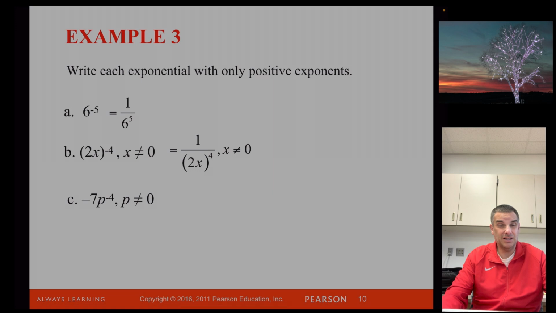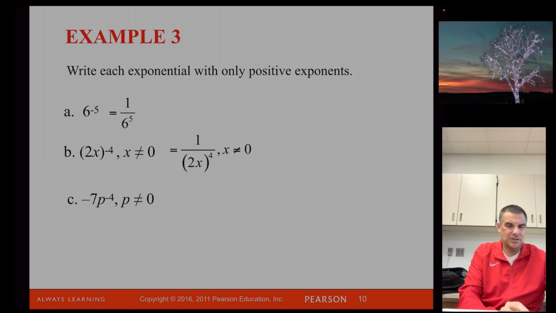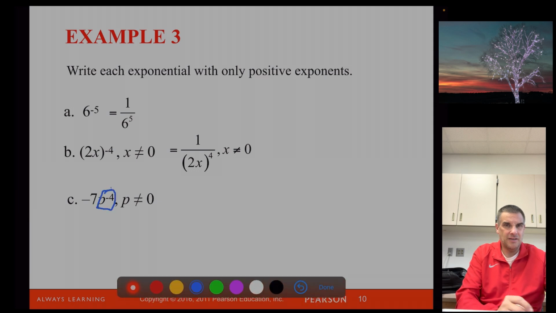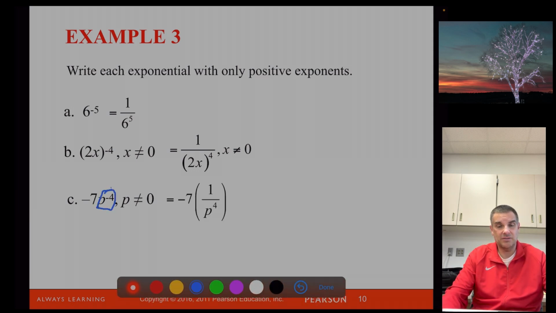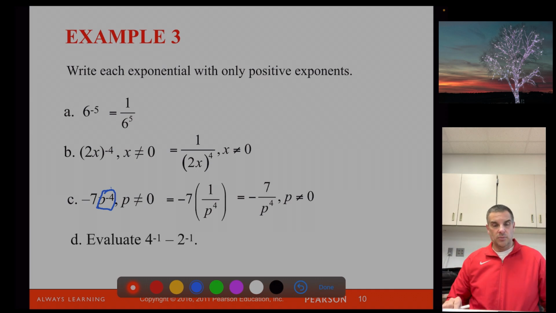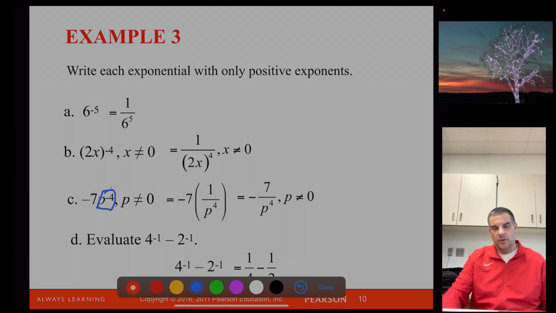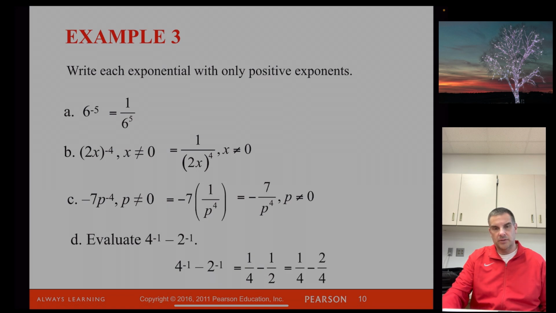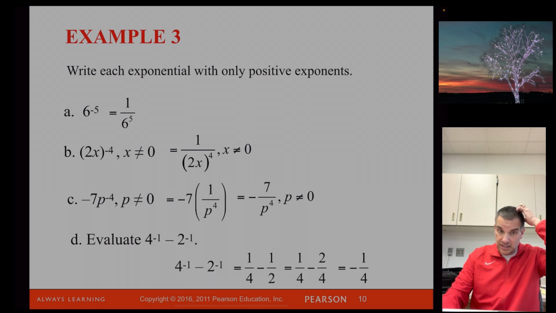See, it's a little different now. Look at what happens now. What's being taken to the negative fourth power? Is it the negative 7? Like this one was, the 2 was, but notice how the negative is just right here. So it doesn't affect that negative 7. So that negative 7 is going to stay right where it's at. So it's negative 7 times 1 over p to the fourth, which simplifies to negative 7 over p to the fourth. Just got to be careful again. What's being taken to that negative exponent and what can be moved. Okay? And again, you could evaluate this 1/4, 1/4 minus 1/2, and so on and so forth. Okay? So there's the negative exponent rule.